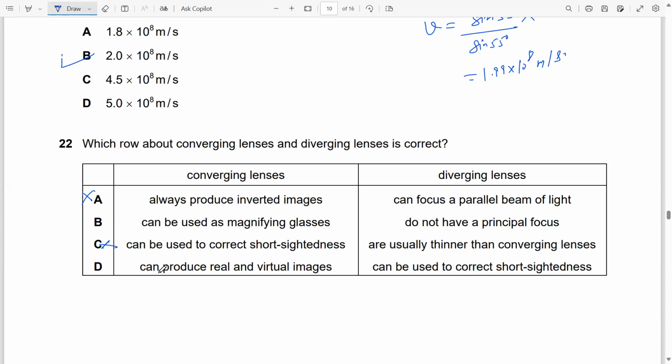Can produce real and virtual image. Correct. They do not. This is wrong. So option D is the correct one. Converging lens can produce real and virtual images, and diverging lens can be used to correct short-sightedness.